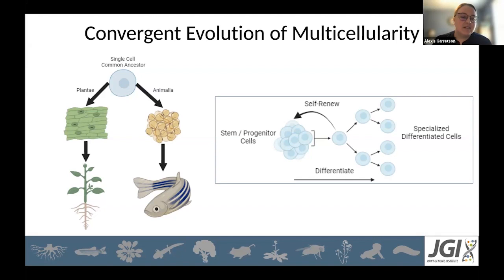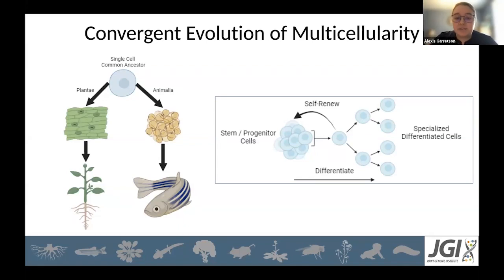And one of the interesting features that both of these lineages share is complex multicellularity. Despite a lot of similarities in what these organisms look like, both during embryonic development and at some level in their cellular structures as adults, the most recent common ancestor of the plant and animal lineages is single cellular. And so this is convergent evolution of complex multicellularity.